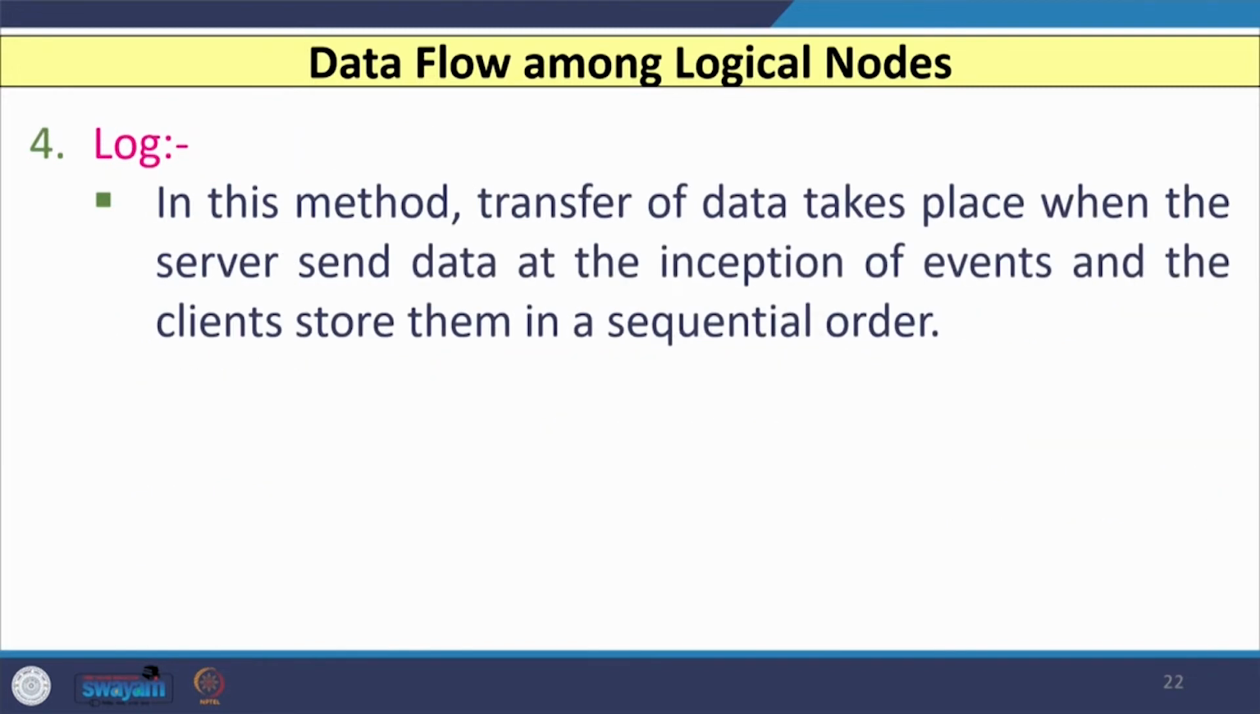The fourth method is known as the log method. In this method, transfer of data takes place when the server sends data at the inception of events, and the client stores them in a sequential order. So, when the server sends data because of the occurrence of some events, those data are transferred and stored in the client in a particular sequential order.